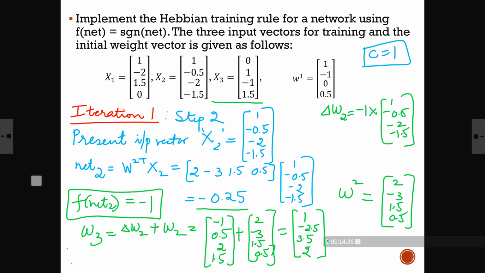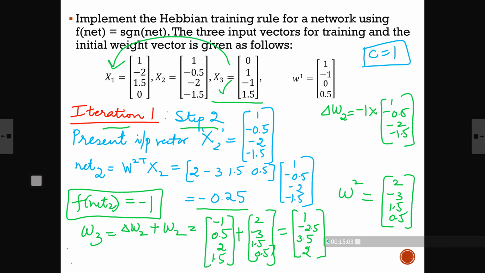Now you are given only 3 patterns. Does that mean that the work ends here only? No. What happens is that, now here I have considered iteration 1 step 2. Now what will be iteration 1 step 3? Iteration 1 step 3 will be when you present X3. Now you have only 3 training vectors which are given to you. But it doesn't mean that you will train it only once. After X3 is over, then we come back to X1 and train it again with X1, X2, X3, and that is the time it is called as iteration 2.